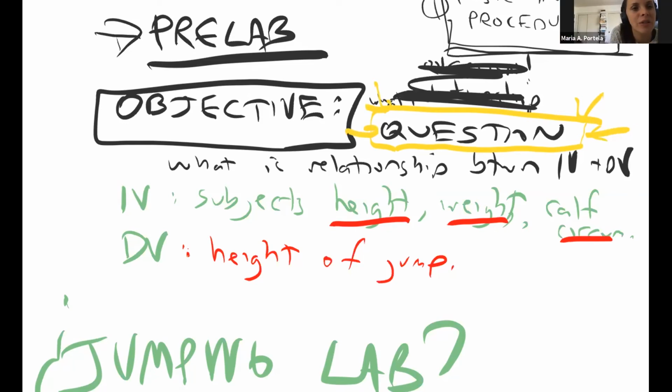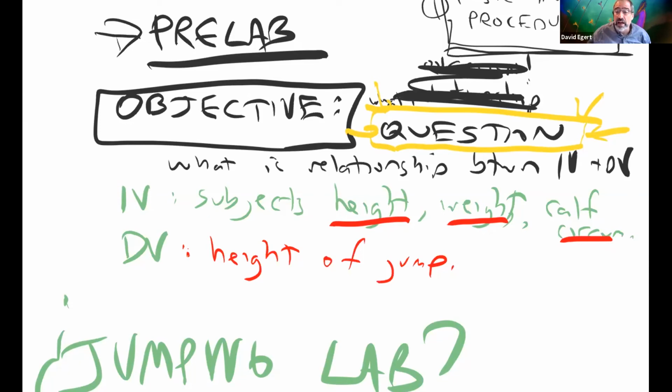Does the question could be, does height, weight, and calf circumference relate to how high an individual can jump? Yeah, exactly. So something as simple as that, like how is a subject's height, weight, and or calf circumference related to how high they can vertically jump? Something like that is all you need. Or what is the relationship between the height, weight, and calf circumference and the height of their vertical jump? Or, how is height of vertical jump correlated with a subject's height, weight, and calf circumference?